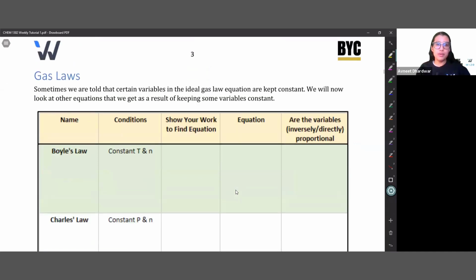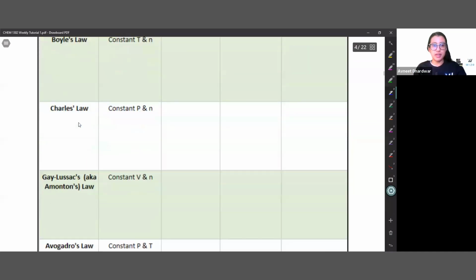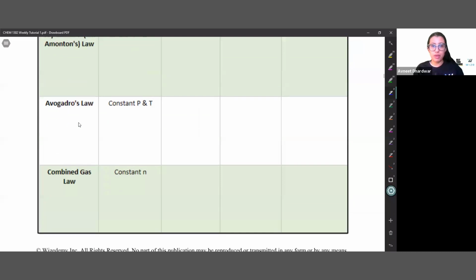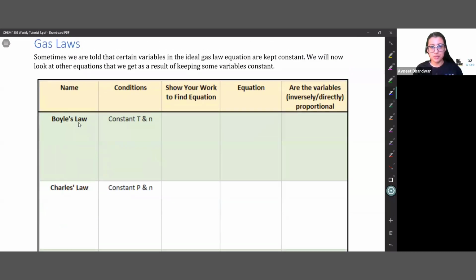Okay, so now the next thing we're going to look at are gas laws. So gas laws are all going to be rearranging the ideal gas law when certain variables are kept constant. So here I've given you guys the name. You don't have to memorize that or know that at all. You might see these equations being referred to as Boyle's law, Charles' law, but you do not have to know that. But what is important to be familiar with are the equations that we're going to get.